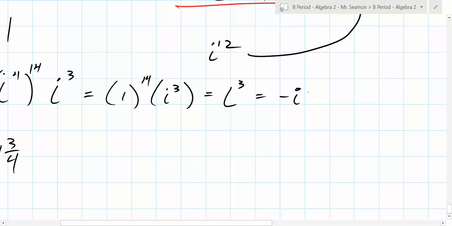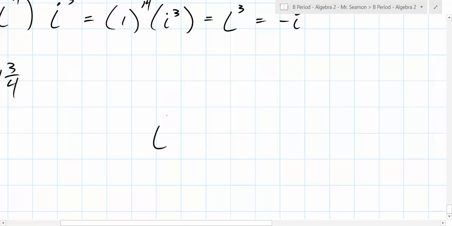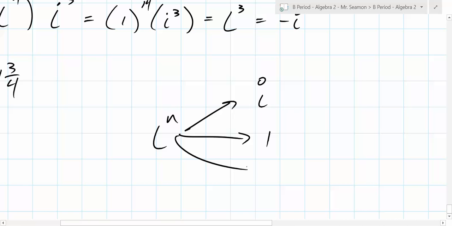So here's the thing. i to any power can be only one of four answers. What could it be? It could be i. It could be 1. It could be negative i, or it could be negative 1. There's only four possible answers.